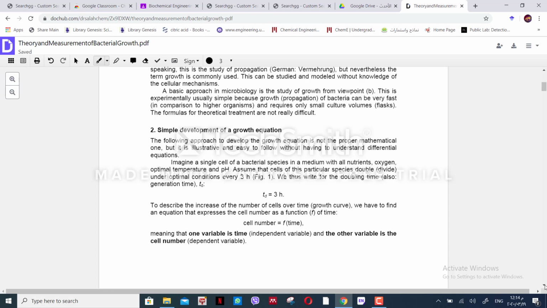So we need to write an equation in which cell number is a function of time, meaning that we have one variable, time, which is the independent variable, and the other variable, the cell number, which is the dependent variable.